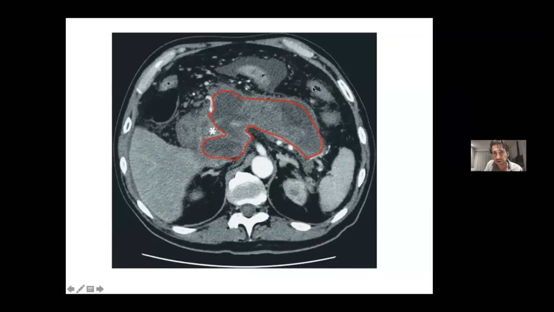Another thing you can see here is that if you compare it to the earlier scan I showed, the mesentery and fat all look a bit more angry. The arteries are a bit more pronounced. It all means there are things going on in this patient's belly. The outer red line is the outline of the pancreas. Where the little asterisk is, there might still be some enhancing pancreas here, but there's clearly non-enhancing tissue here, which is necrotic pancreas.